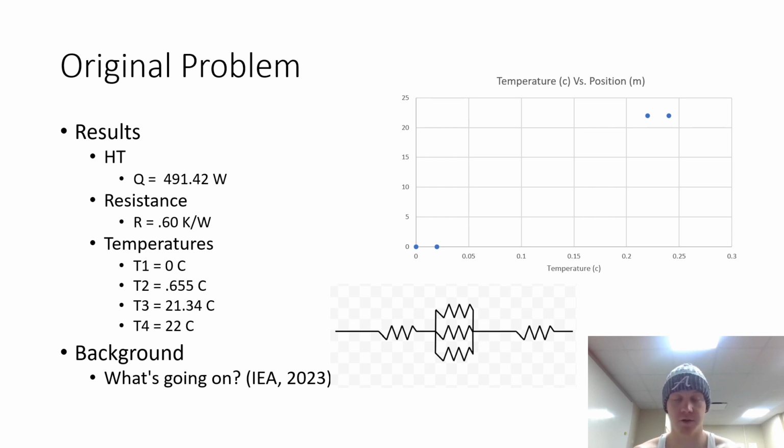As you can see, I drew the resistance network. At each end of a resistor, that is the temperature. We have 3 resistors in parallel, and then we would have 3 resistors in series once you combine them in parallel. I also plotted temperature versus position. As you can see, in this situation, T1 and T2 are very similar, and T3 and T4 are very similar.